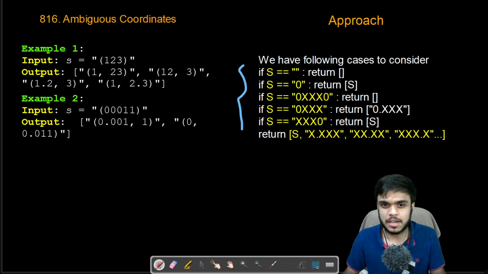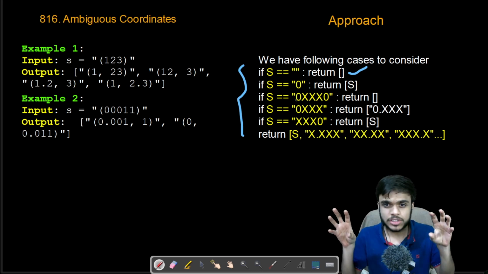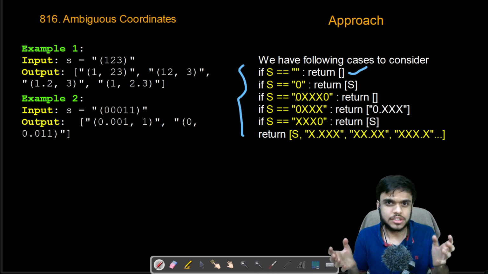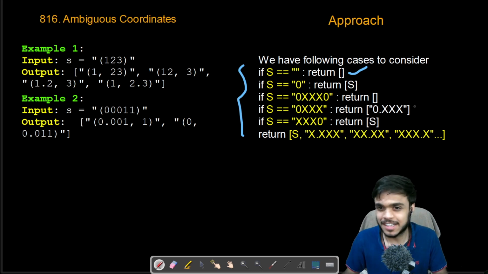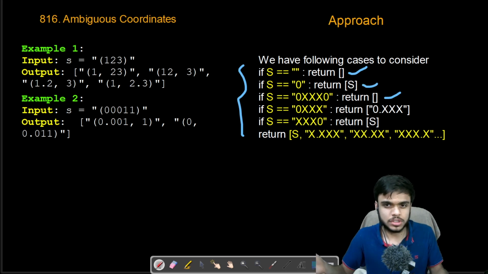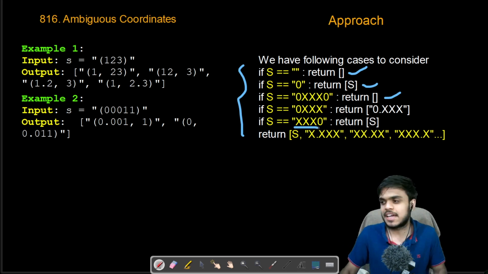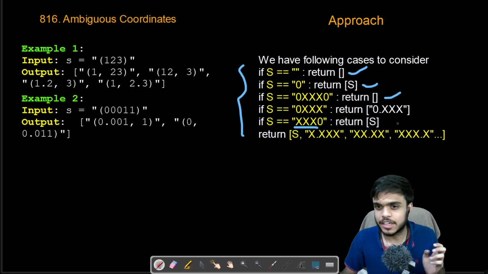Let us look at some of them. If the substring or the coordinate that we have is null, we don't do anything, we return null because there is no possibility. Similarly, in the case where the first and the last characters of the substring are 0, we return null because we said that we do not have trailing or leading zeros. If we have only 0 as the string, we return s directly because there are no other combinations. And similarly, in the case of a string of the format x x x and finally 0, we return null as well.